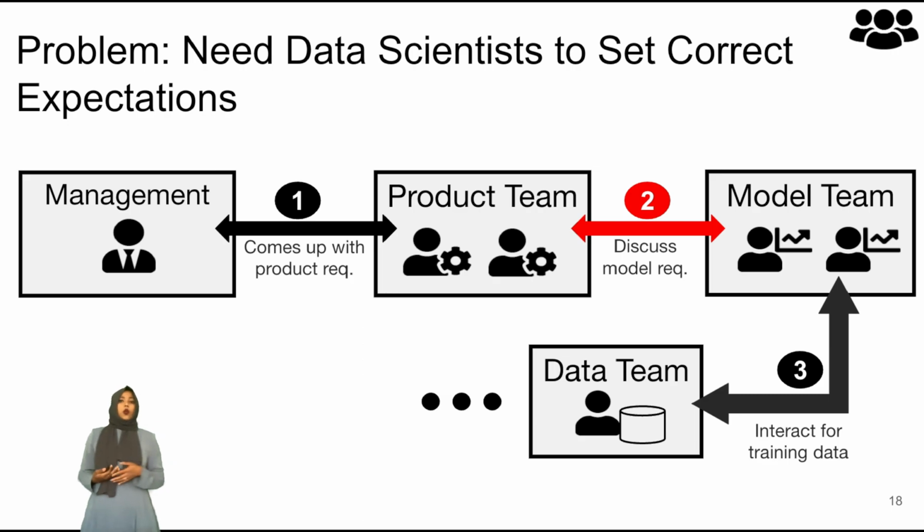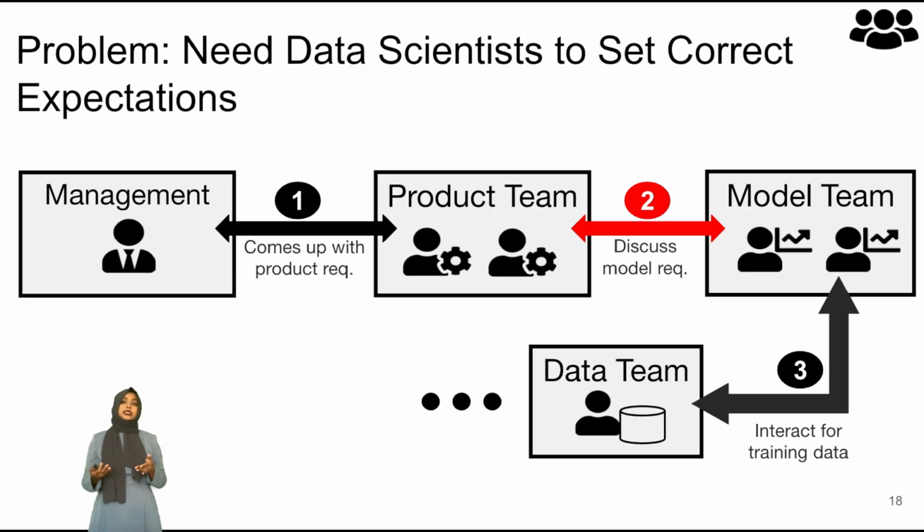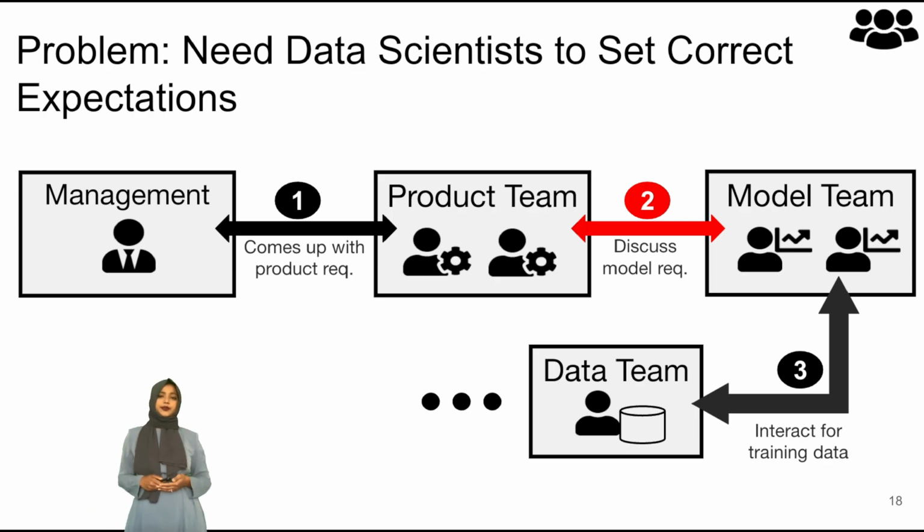So now, when the product team tells the model team that they need to make a machine learning model like this, the model team says, okay, this is not possible for me to build. So it creates conflict between the product team and the model team. Also, as this is very late in the process, the success of the product is now put at stake.